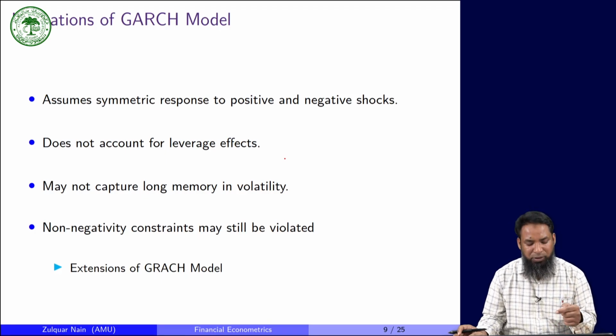Second, this GARCH model may not capture the long memory in volatility, that is, the higher persistence. Third, as with the ARCH model, here also it is sometimes difficult to maintain the non-negativity constraints.